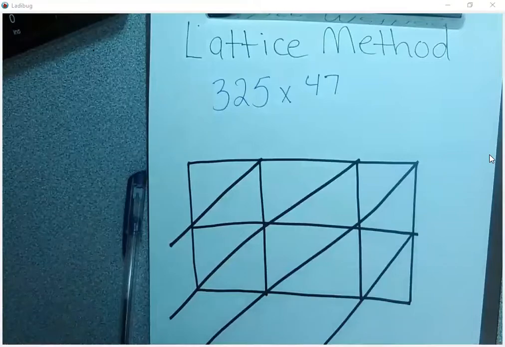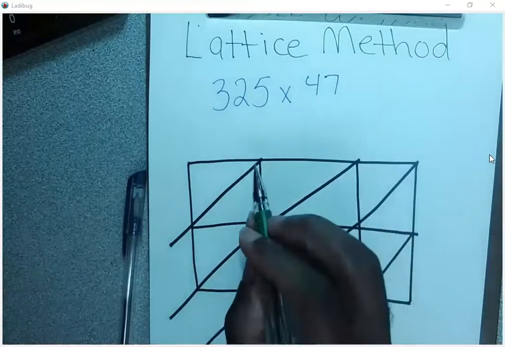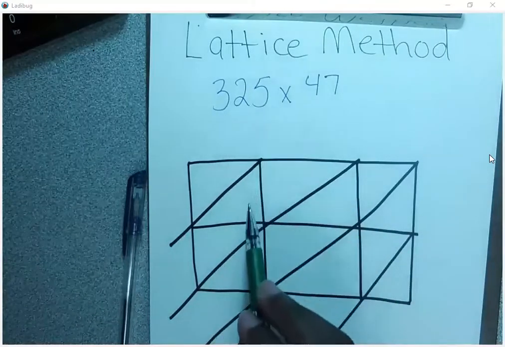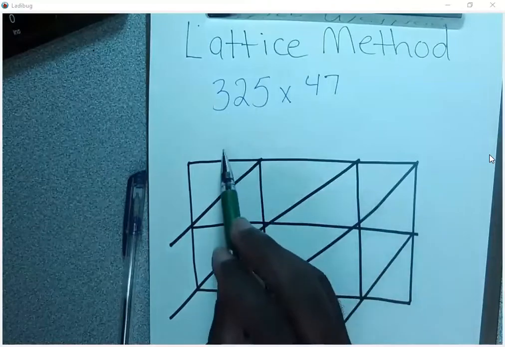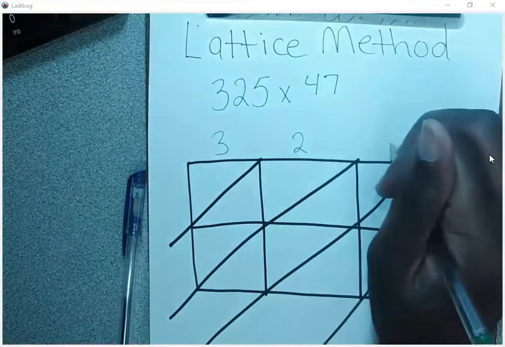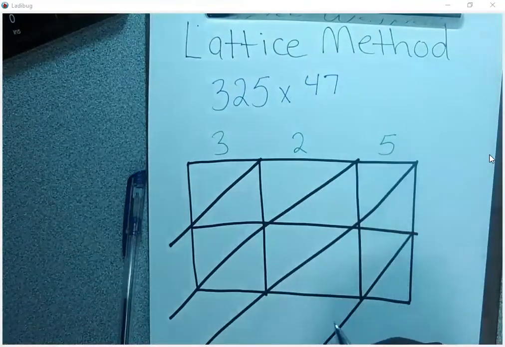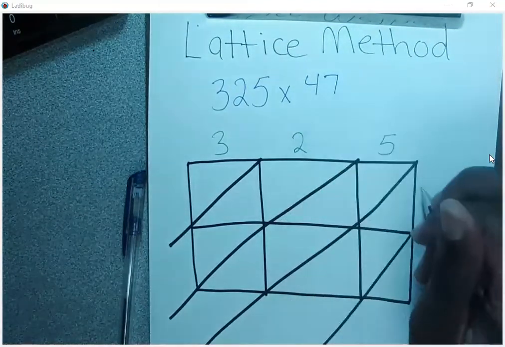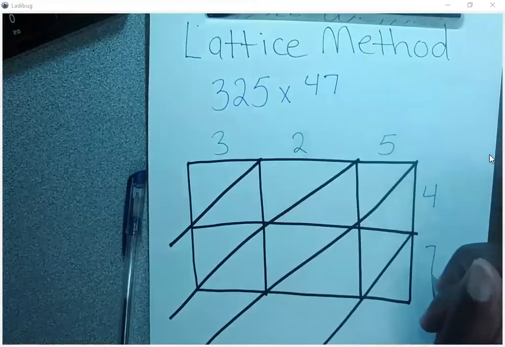So my problem I'm going to put in green. So up top, I got 325. I'm going to put it on my top row because I got 3 boxes on my top row. So 3, 2, 5. On the side, I'm going to put my 47, 4, 7.